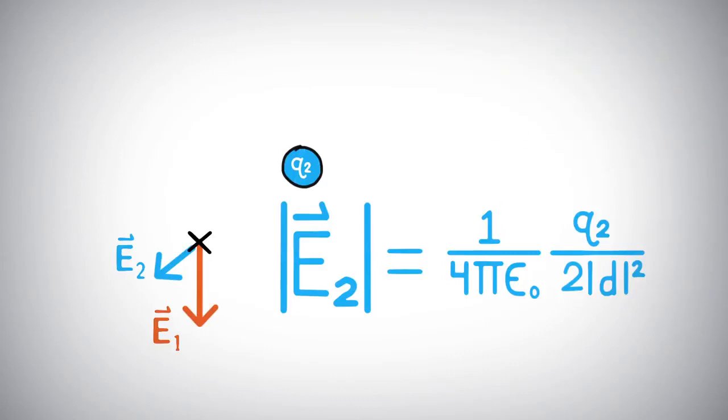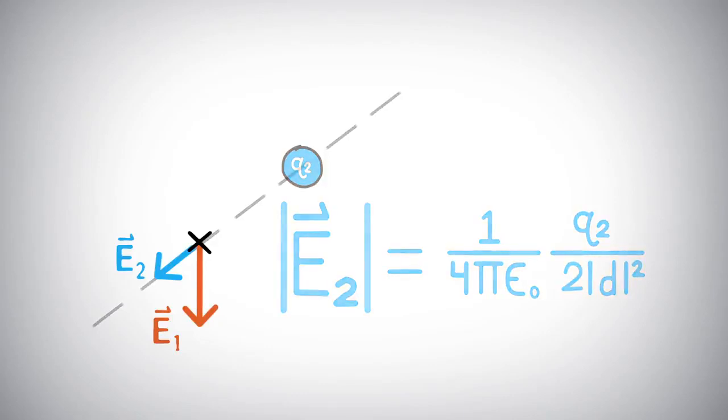The direction of E2 is represented by the direction of this shorter arrow, which points away from Q2, as it should since Q2 is positive, along the line joining observation point x with the location of source charge Q2.